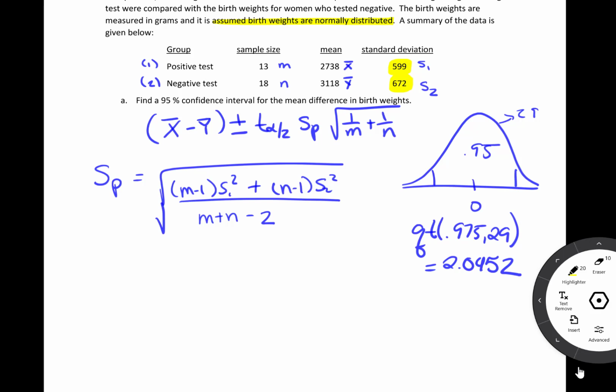So take just a moment and do that. Pause the video and come back, and I'll tell you what you should have found for the interval. For the confidence interval, I got 450 plus or minus 478.51.